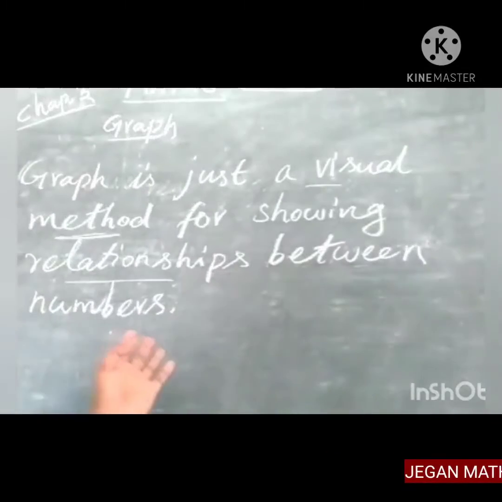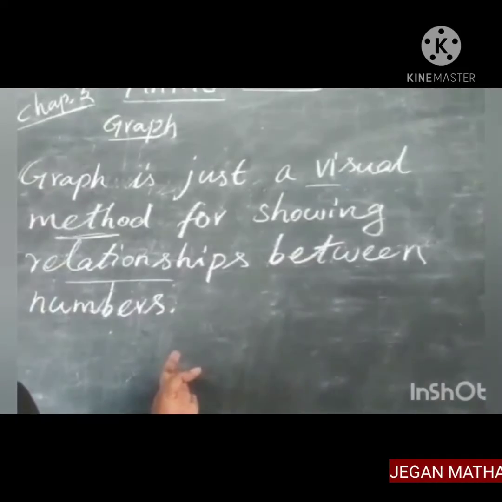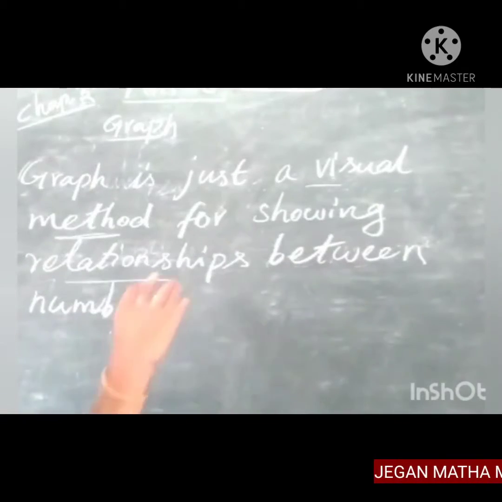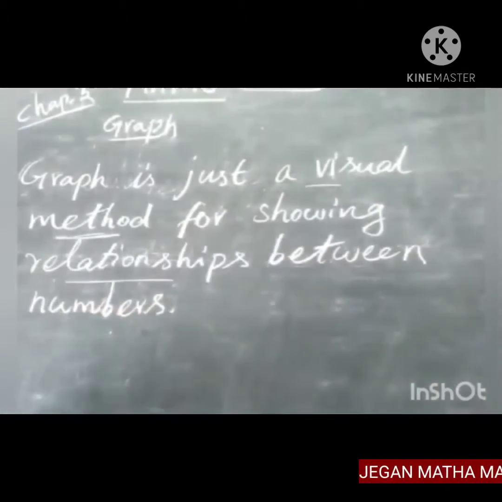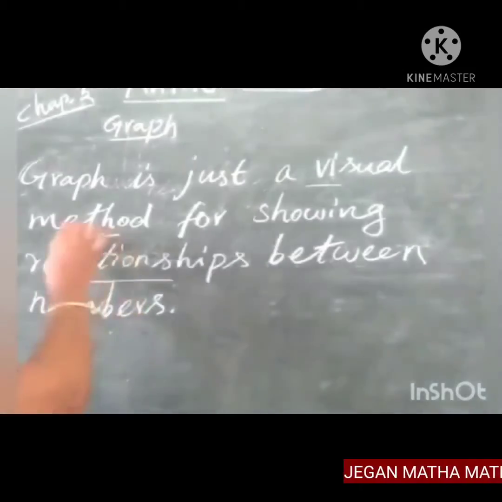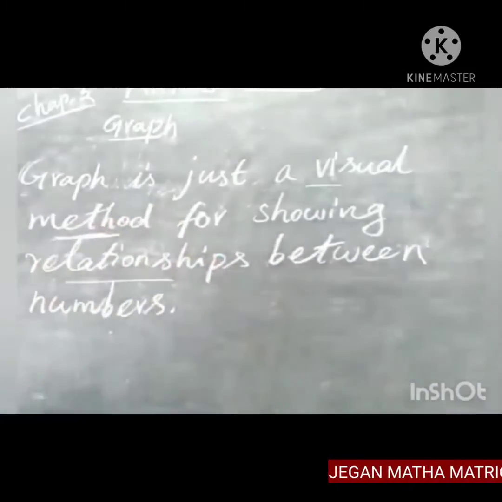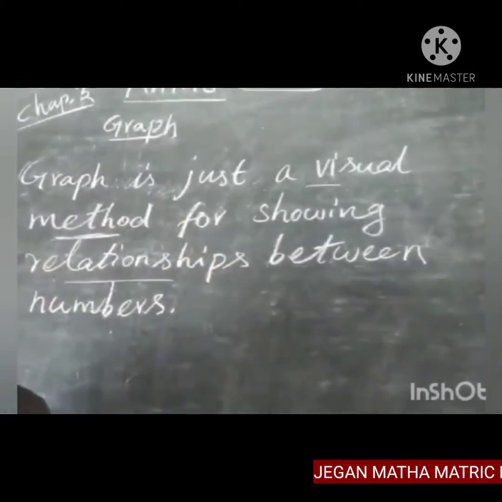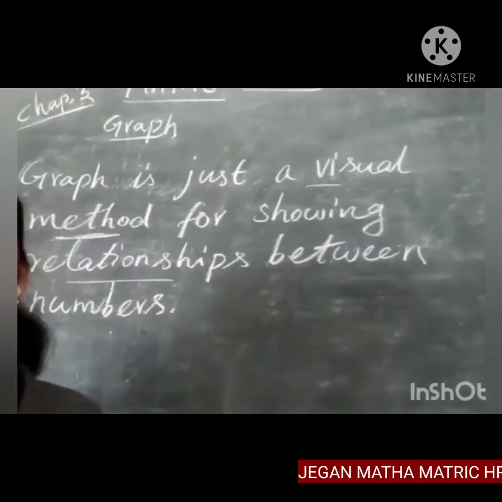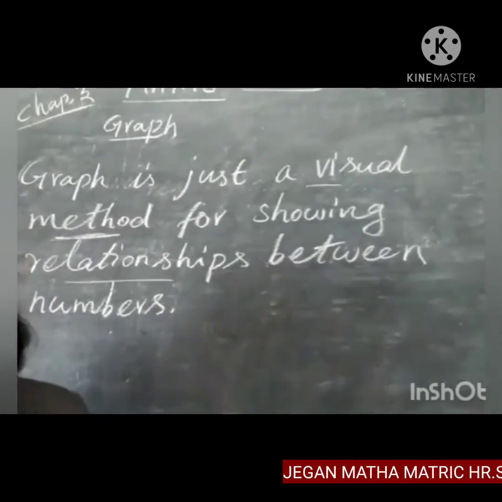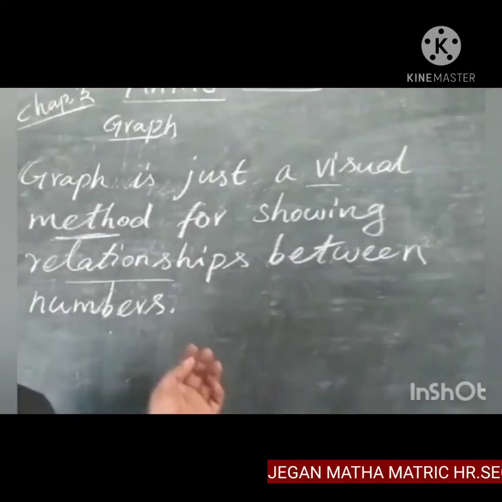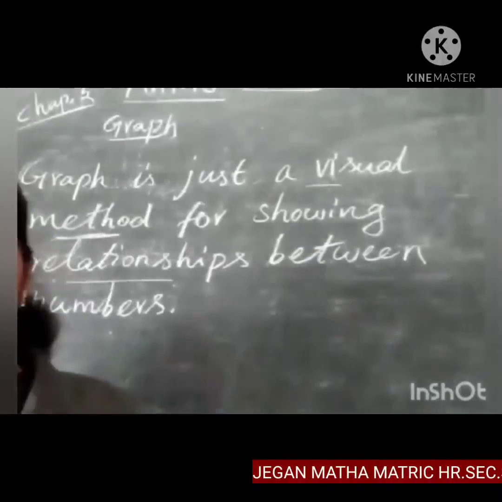Now let us see what the graph is. Definition of a graph: a graph is just a visual method for showing relationships between the given numbers. Numbers include integers, positive numbers, negative numbers and zero. Everything is included. So, relationships between the numbers.